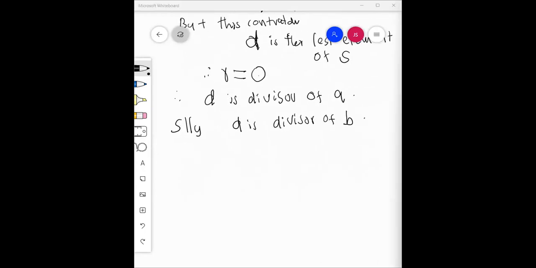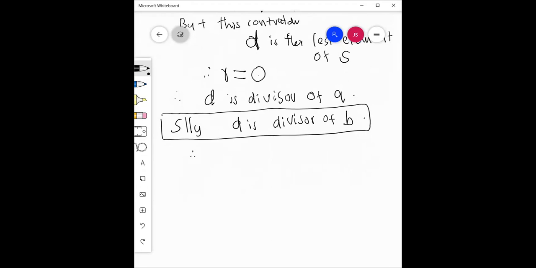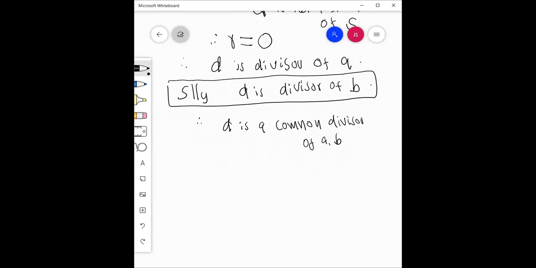So D is a divisor of B, and now D is a common divisor. By similar arguments, D is a divisor of B. Therefore, D is a common divisor of A and B, which satisfies the first condition of the greatest common divisor, right? First of all, D is a common divisor of A and B. So we already proved that the least element of that set is a common divisor of A and B. Now we want to show that it is the largest one, right?